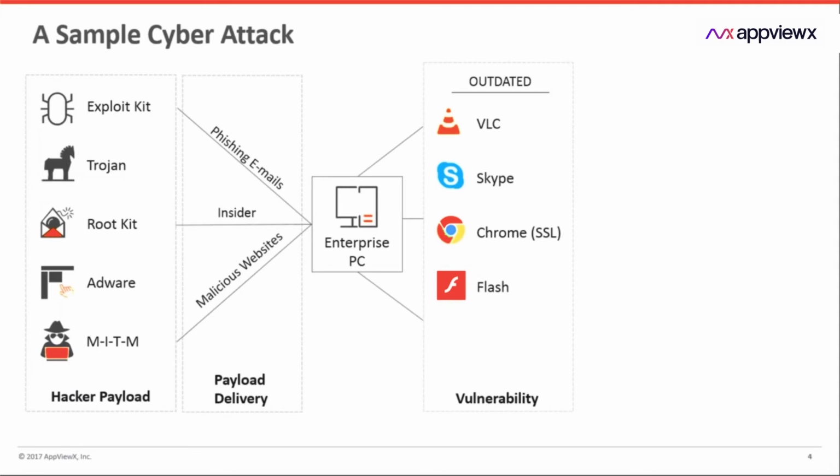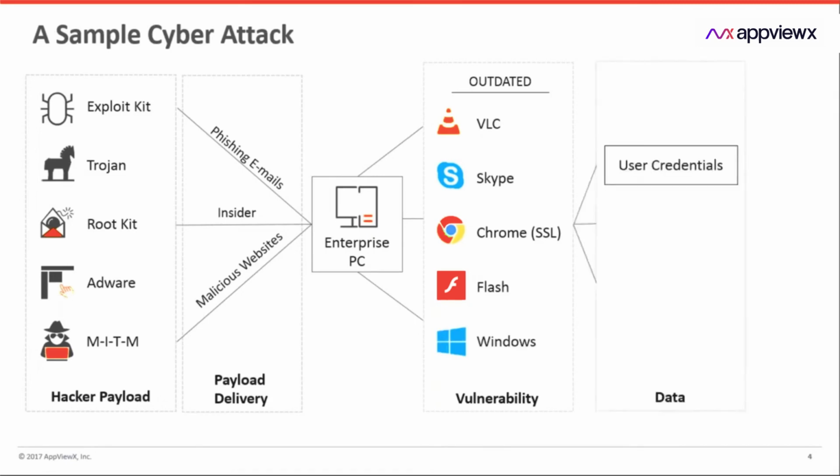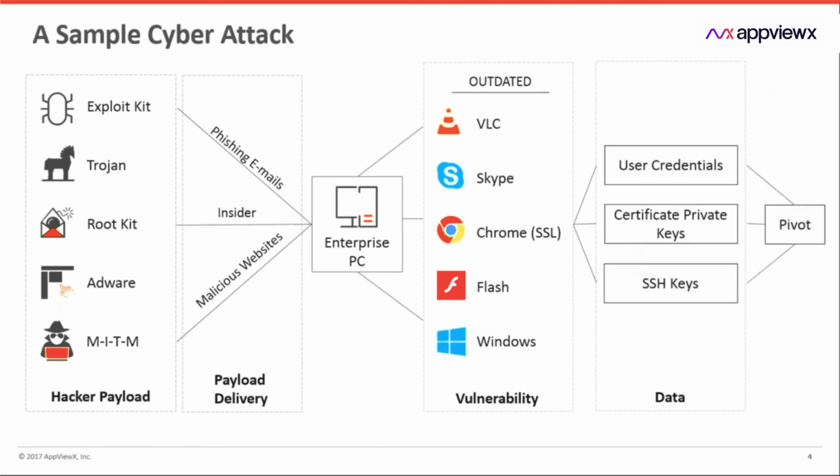Once the vulnerability is exploited, the hacker gains access to valuable data such as user credentials, the private keys of a certificate, and SSH keys. From there, they pivot to other systems. How do they pivot? If the stolen keys give access to other systems in the network, they can use those stolen keys, pivot to other systems, and spread the infection.